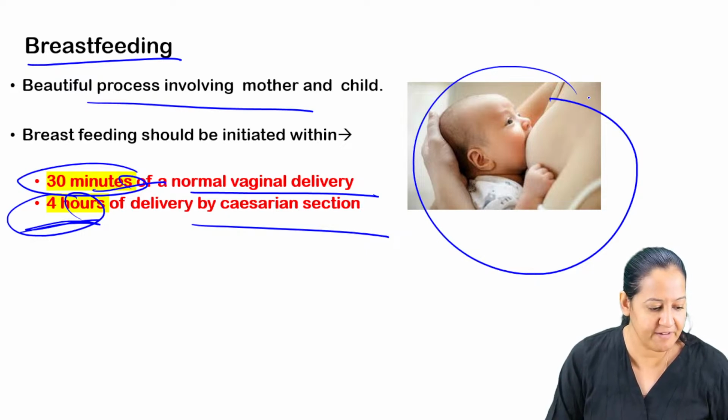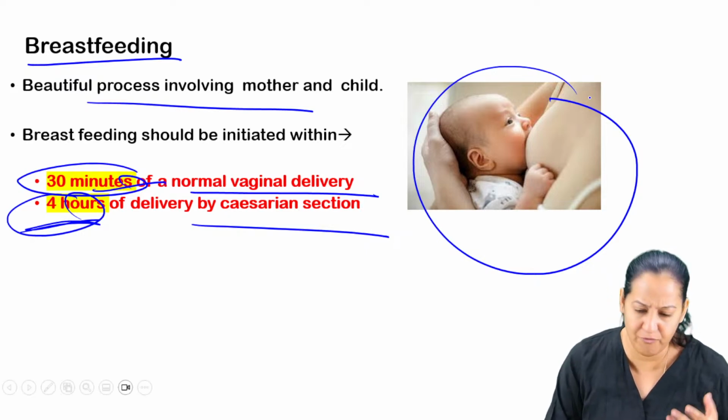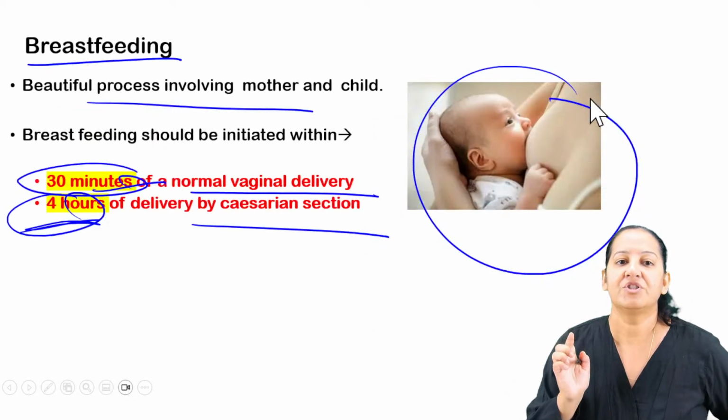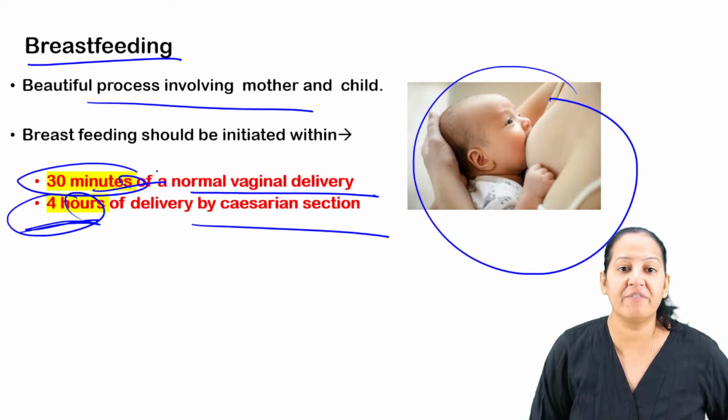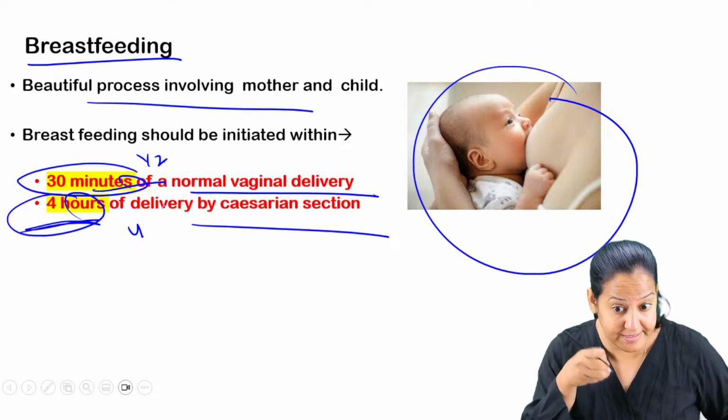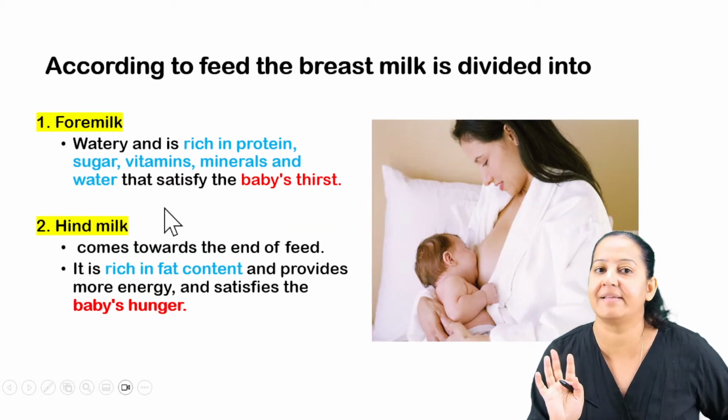Notes I will provide, Dr. Sudan. If you want to write, it's okay, but otherwise, if you want, I can share the PDF also. Anyways, so breastfeeding should be started within half an hour after normal delivery and within 4 hours of cesarean section. Learn the timelines. These are the guidelines given.